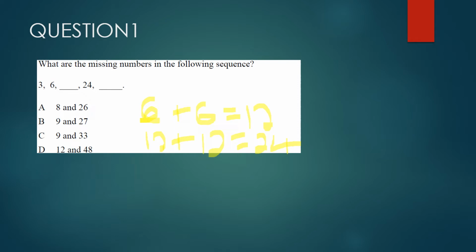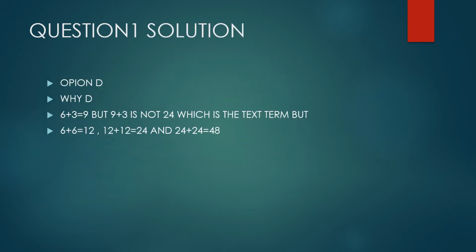So from the term that they get, or from the next term, they add the very same number in order to get to the next term. Meaning that if 12 is our third term, when we say 12 plus 12, we get 24, which is our fourth term. And then when we say 24 plus 24, we get 48, which is our fifth term. Meaning that option D is the correct answer. Okay, so let's move on to our next slide.